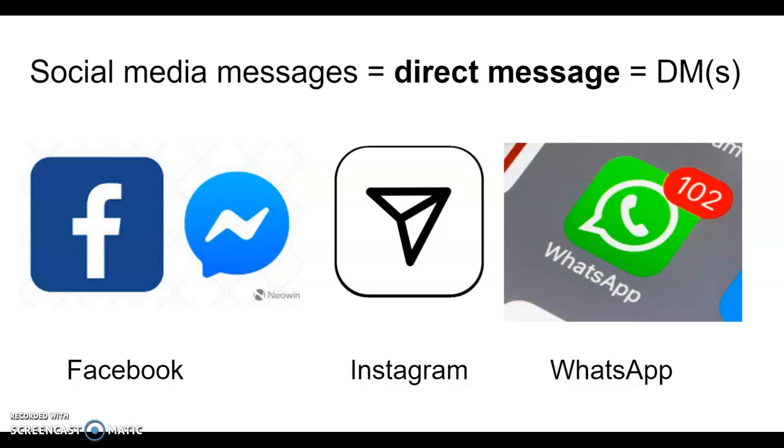So the first vocabulary word we're going to talk about is direct message. We often say DM. DM is short for direct message, and every social media app has a direct message option. Facebook, Instagram, WhatsApp, TikTok, they all have DMs, direct messages. And this is a way to message someone inside of the app. So other people on Facebook, other people on Instagram, and it doesn't use their phone number, it just uses the app to send the message.